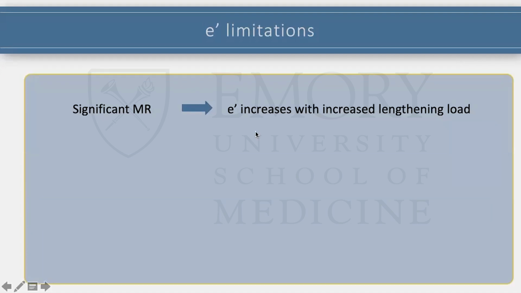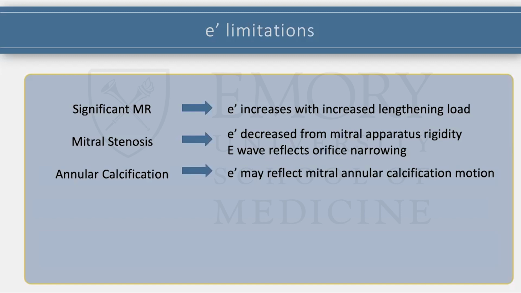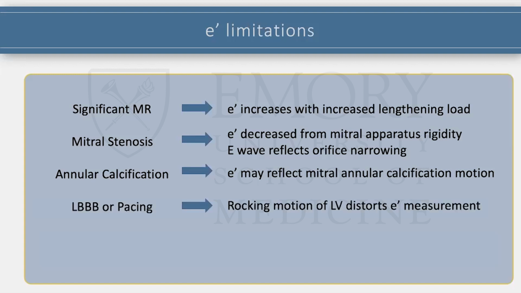So we can't always use this. Again, significant MR is a limitation here. We can't use this because of the increased lengthening load with the regurgitant volume. Mitral stenosis creates a couple different issues. Your E wave tends to reflect, again, the mitral valve pathology more than anything. And then if the apparatus is rigid, then you're going to have a decreased E prime velocity. Similarly with annular calcification, if we have anything more than mild calcification, your E prime is really just reflecting that tethered myocardium because of calcification, and really doesn't reflect relaxation at all.